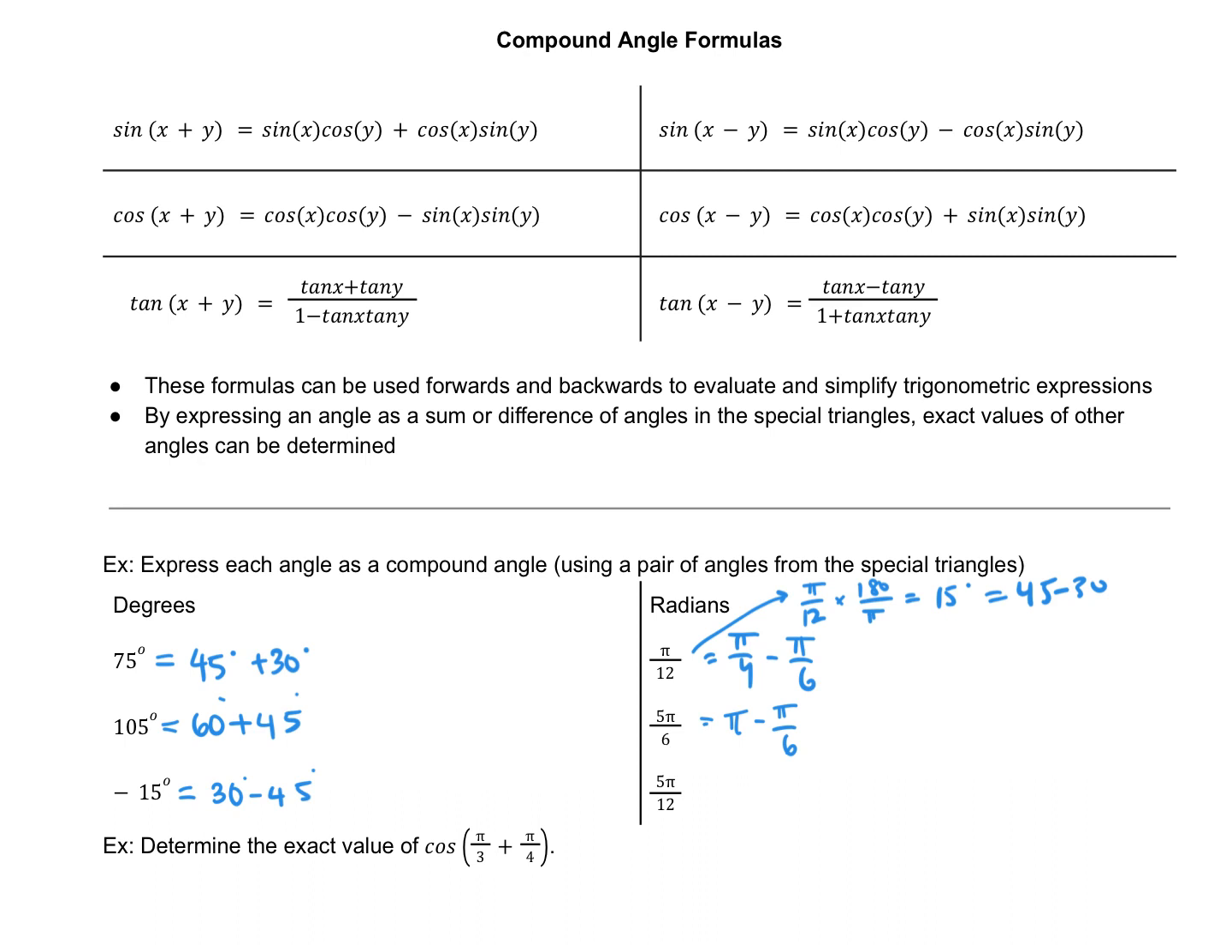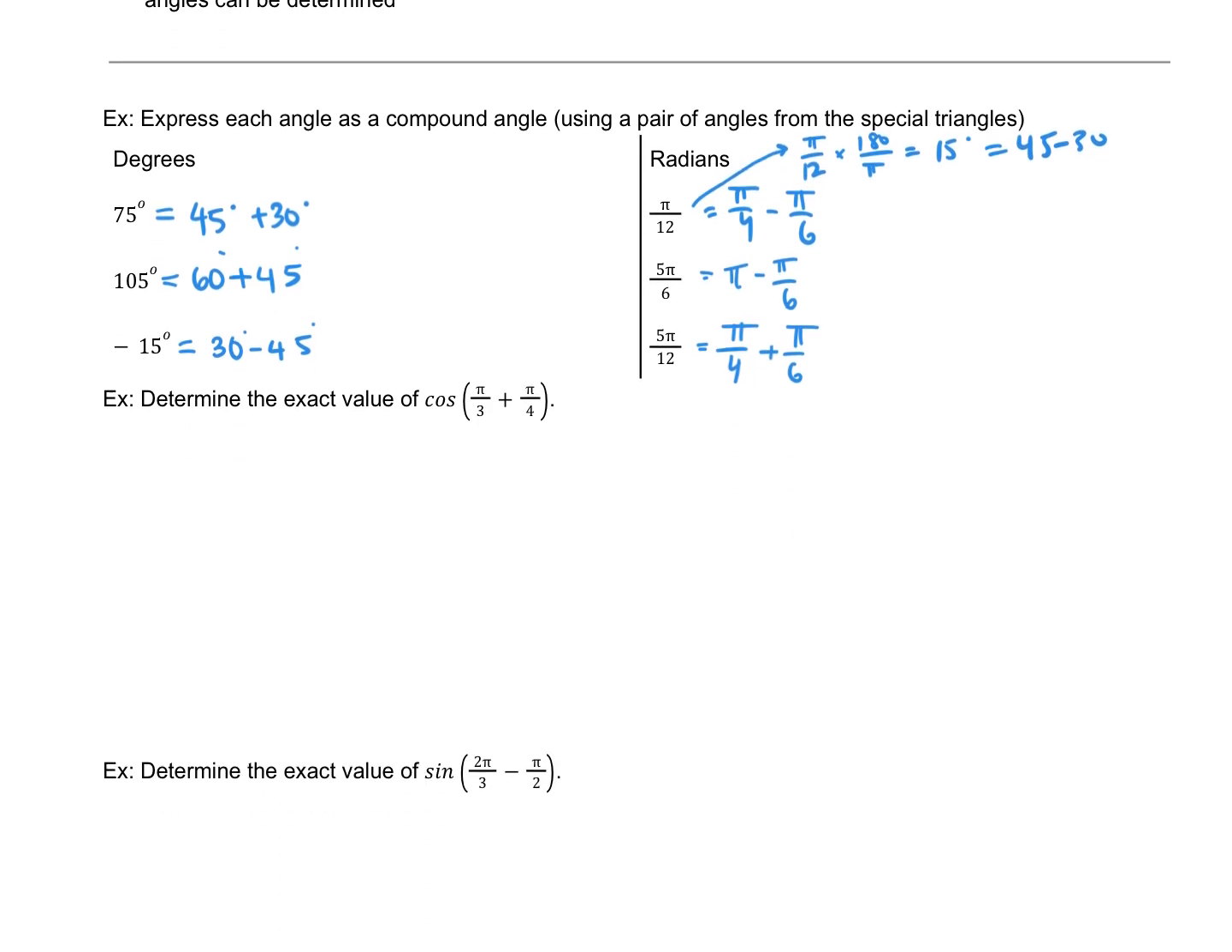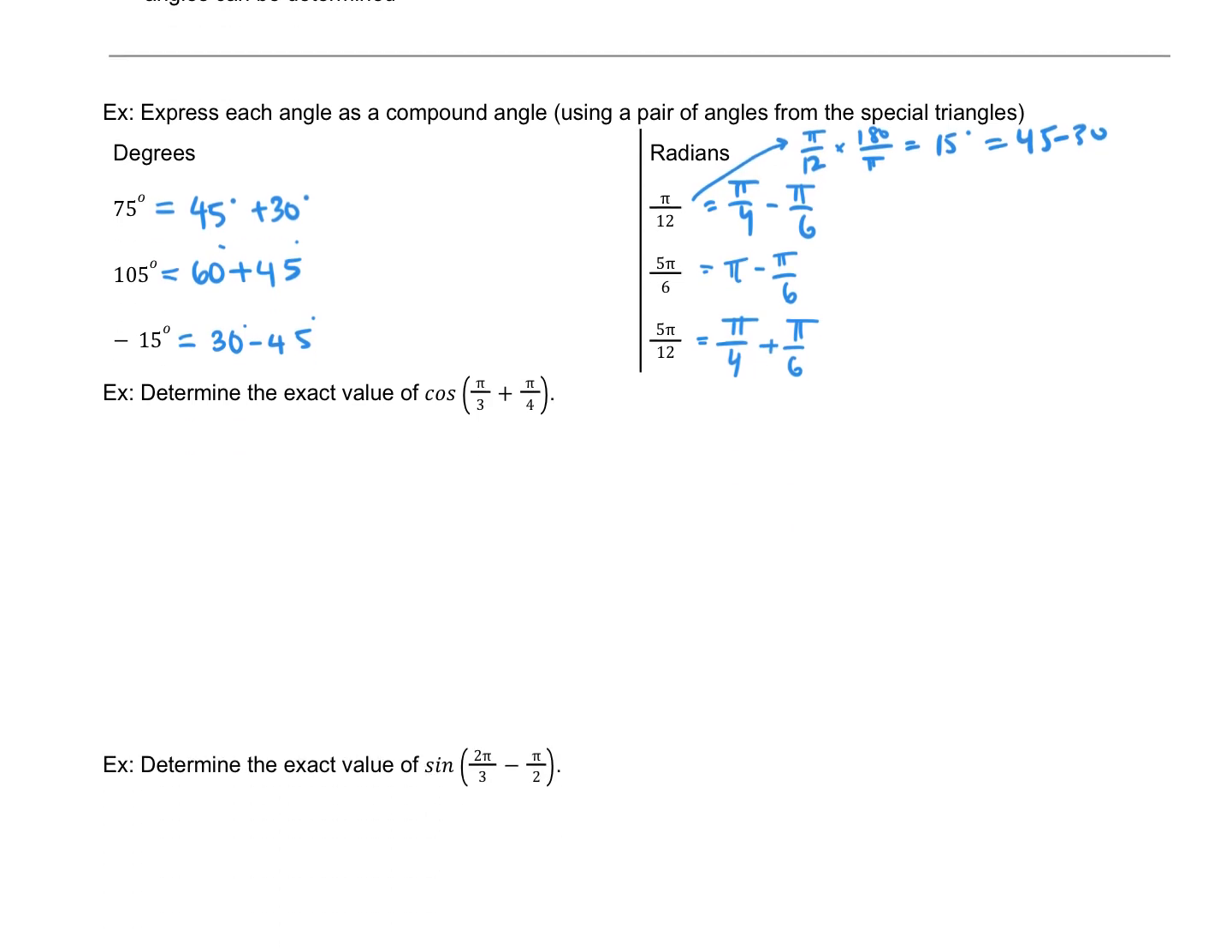Next, we have 5 pi over 12. If I were to convert this into degrees by multiplying by 180 over pi, I would get 75. And 75 degrees is 45 plus 30. So here's 45, and here's 30. Now that we have that, let's try to use these compound angle formulas to find some exact values.